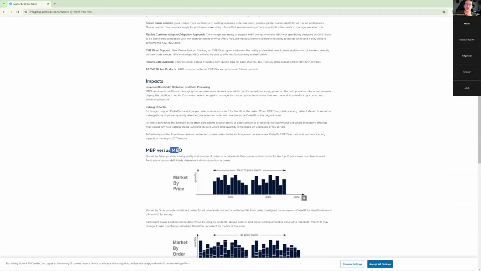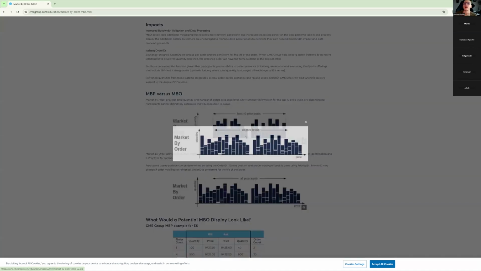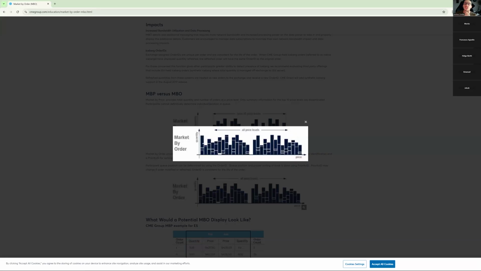So, market by price versus market by order. These are just two different types of data feed. Market by price simply gives you the first 10 price levels with the total contracts on the bid and the total on the ask. Market by order instead tells you, for all price levels, exactly the amount of different orders in every part of the book. This is the so-called level 3 data.